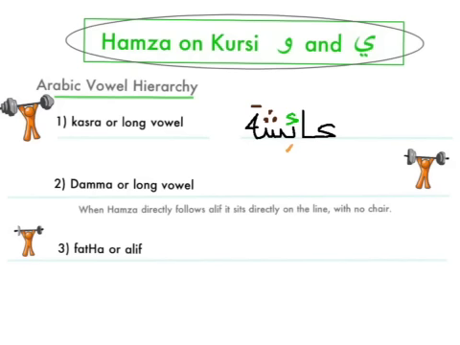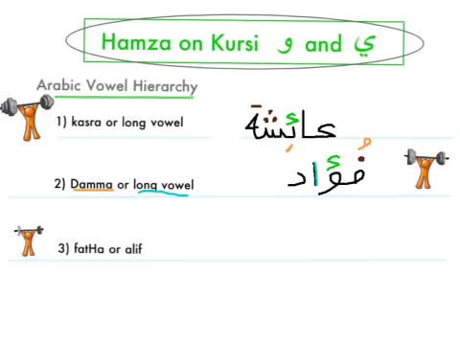The second strongest vowel is Dhamma or the long vowel oo. When Hamza is surrounded by Dhamma or the long vowel, Waw will serve as a chair for Hamza. Now, let's examine the word Fu'ad. I want to see if you know where we put Hamza. Here we have the long vowel Alif, and we have Dhamma and Fa. So the Hamza comes on the Waw, correct.